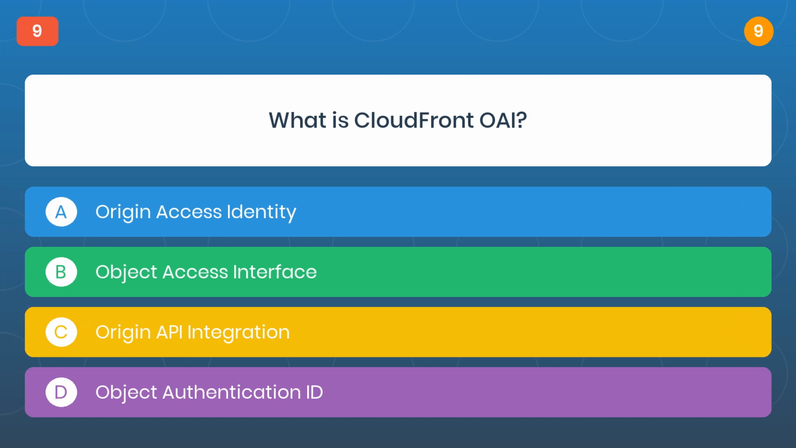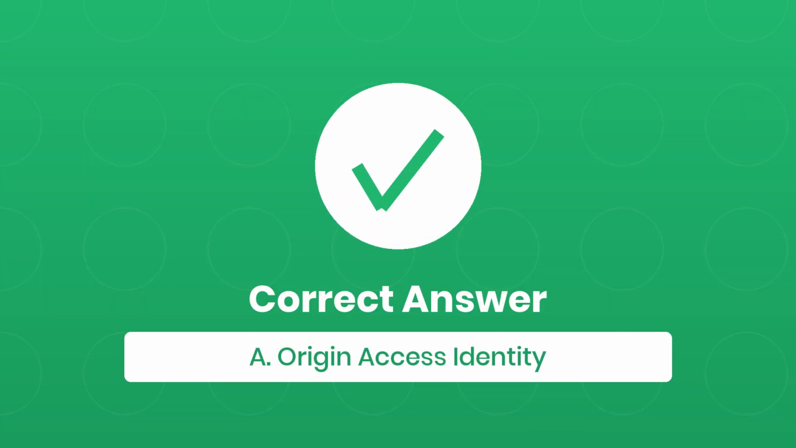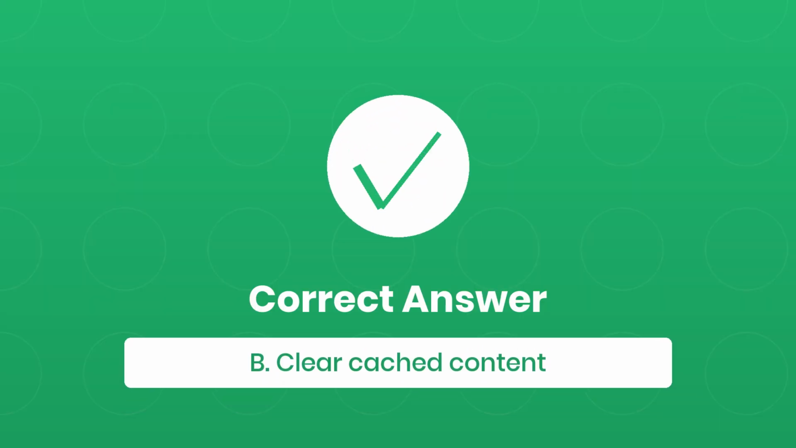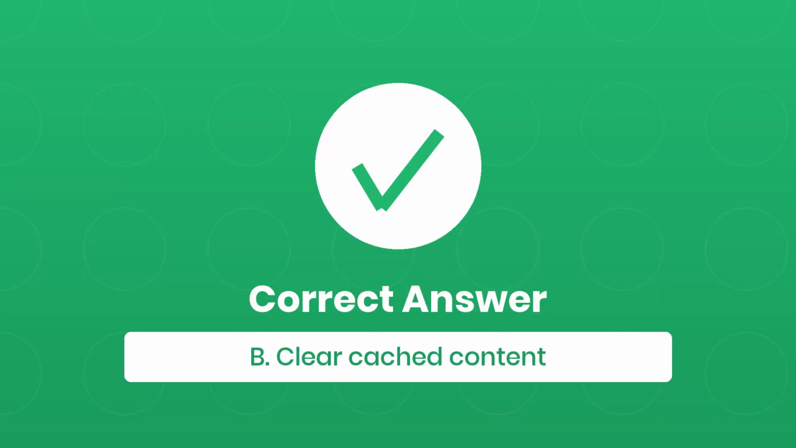Question 9. What is CloudFront OAI? The correct answer is A, origin access identity. Question 10. What is the purpose of invalidation? The correct answer is B, clear cached content.